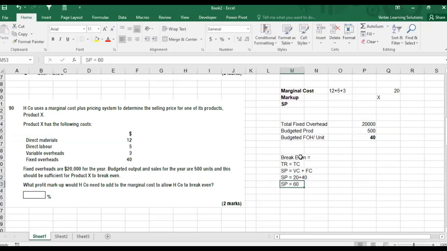Now, if you are putting sales price 60, so what percentage? The question said that what profit markup would be. So how much you are charging? You have a variable cost of 20 and you are selling the product for 60. So remaining $40 is what you must add as a markup. Okay, you must add as markup. So it means that your markup should be $40. If markup is $40, then percentage, it should be 40 divided by 20 into 100, which makes you 200%. The answer would be 200% for this question.